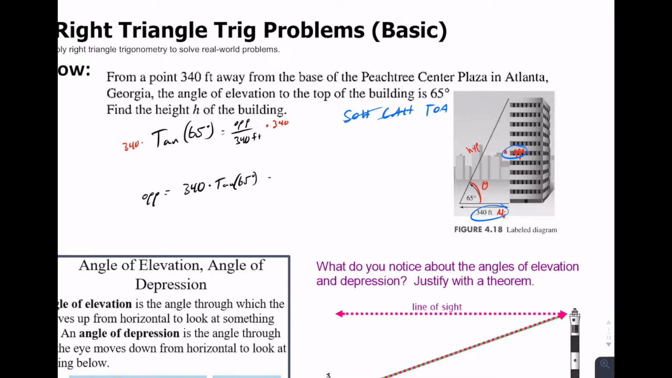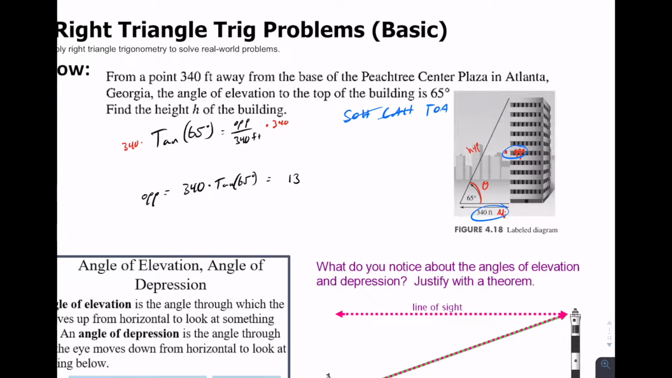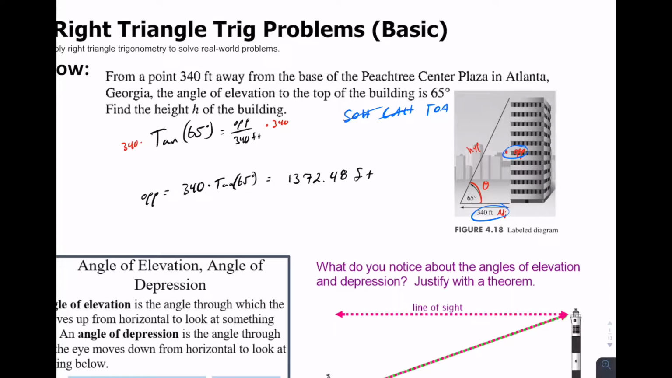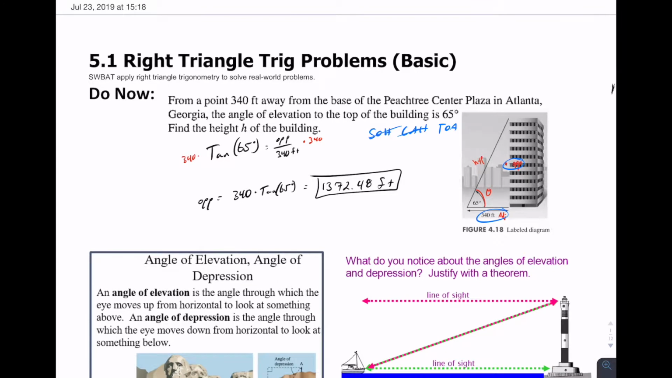Plug and chug that into the calculator because I know I'm not a supercomputer, so I can't figure that out. So 1,372.48. Make sure you write units, which is feet, and we're done. There's your do now, okay?